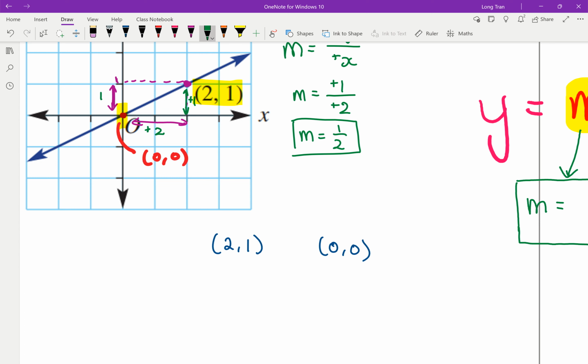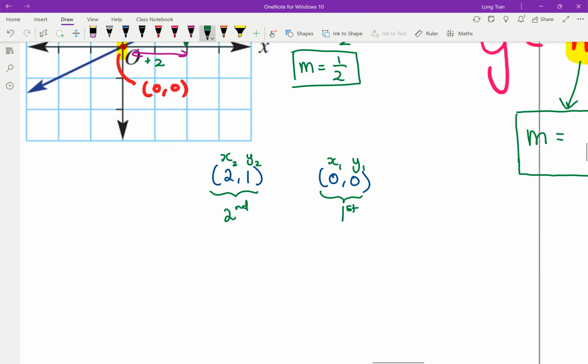Okay? Label which one you want to be the first or second. Doesn't matter. So I can call this the first if I wanted to. And this can be the second if I wanted to. Right? If that's true, this is the x coordinate for the first one. This is the y coordinate for the first one. This is the x coordinate for the second one. And this is the y coordinate for the second one. So to answer the question using the rule, m is equal to y2 minus y1 all over x2 minus x1.